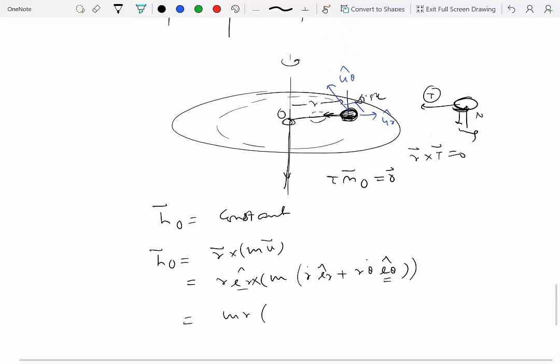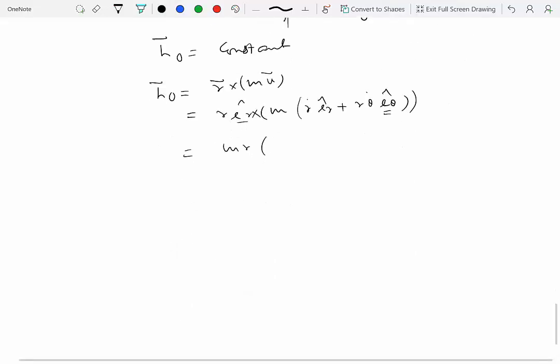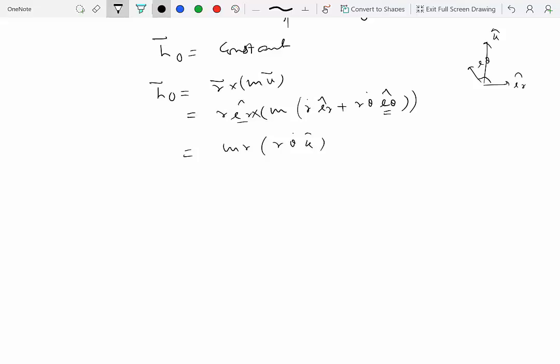ER cross E theta is a vector perpendicular to this plane, right? So if this is ER hat and this is E theta hat, then there's a perpendicular. Let's call this K hat. So this would be R theta dot K hat. So we get MR square theta dot K hat. So that's your angular momentum.